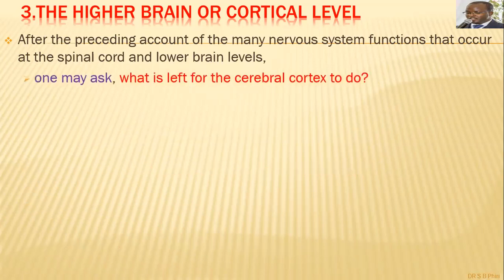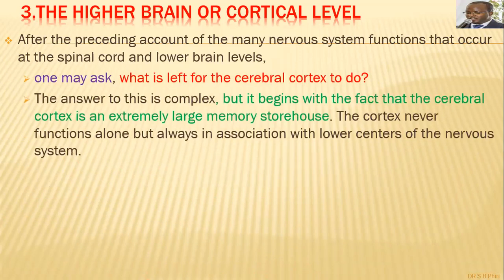So after the preceding account of many nervous system functions that occur at the spinal cord and lower brain level, one may ask: what is left for the cerebral cortex to do then? Because most of the things are being controlled at the subcortical level and the spinal cord. So what is then the function of the cortex, the cortical level, or the higher brain? The answer to this question is complex.